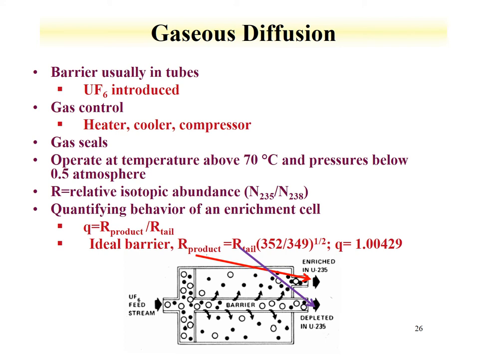The R of the product would be equal to the R of the tail times 352 divided by 349. That's the mass of the hexafluoride for the 238 and 235 respectively, and the square root of that, since we're talking related to the kinetic energy, and it's the square root of the velocity. The ideal system would have a Q of 1.00429, a very small value for enrichment.